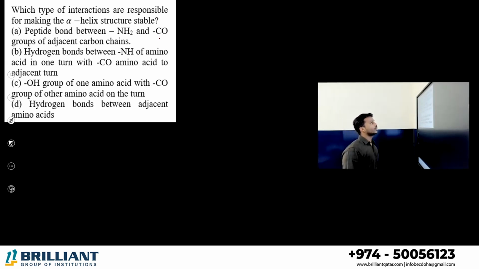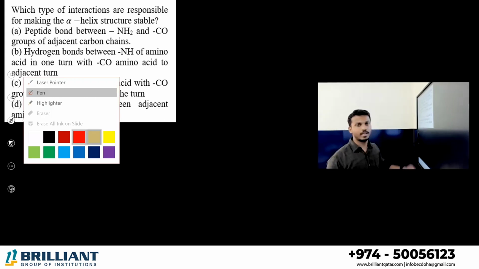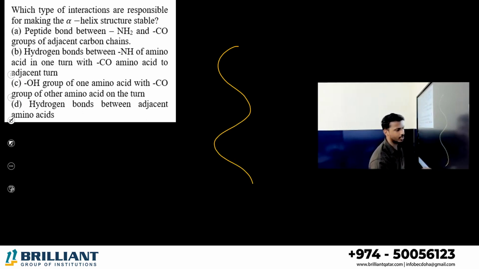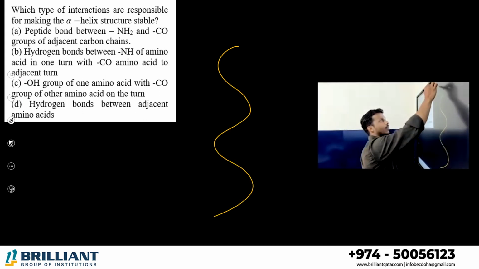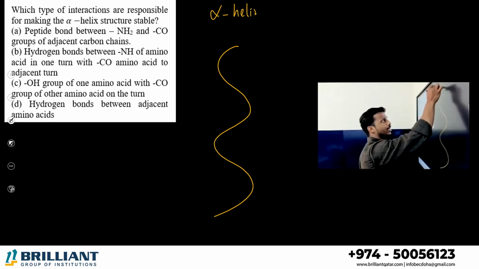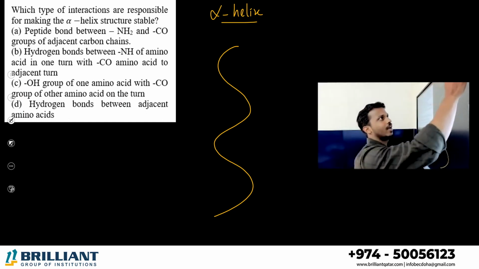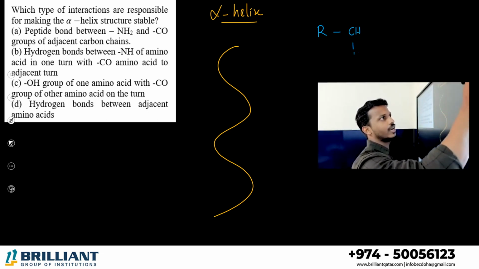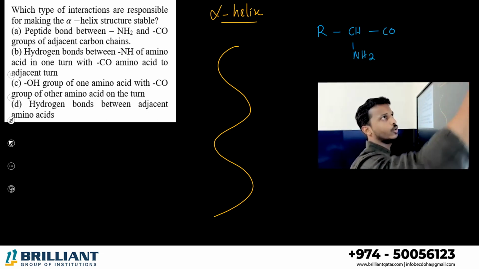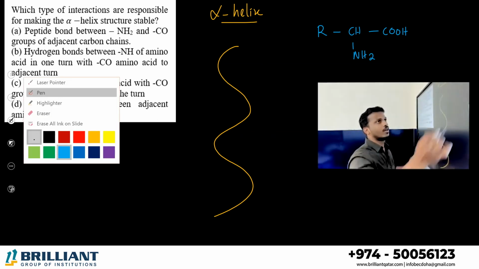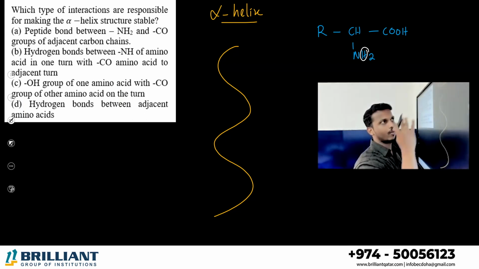Which type of interaction is responsible for making the alpha helix structure stable? If you consider a helical structure of alpha helix, and consider the amino acid as R, CH, NH2, COOH, I told you when amino acids combine together, from the NH2 group you have to take which one? NH2 group.